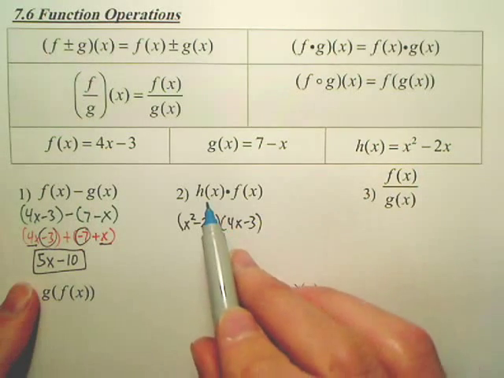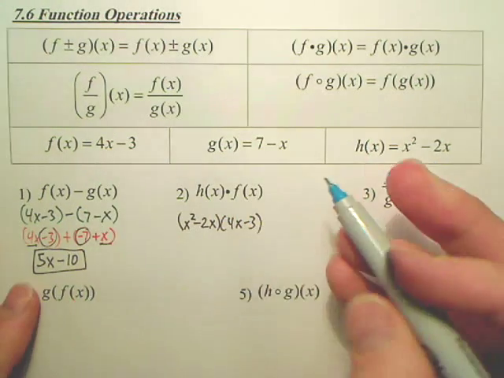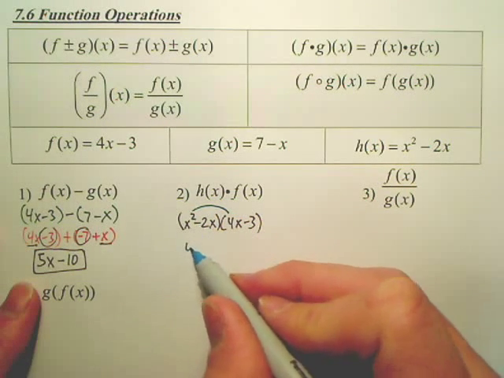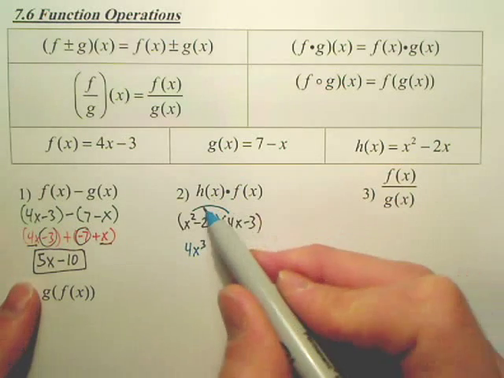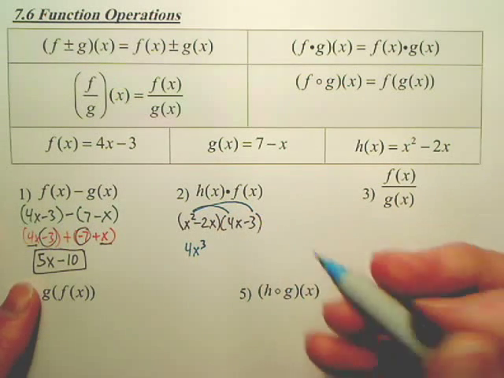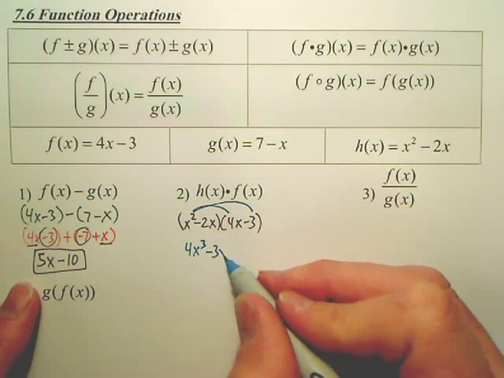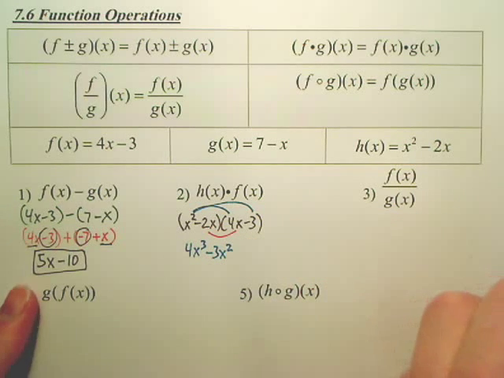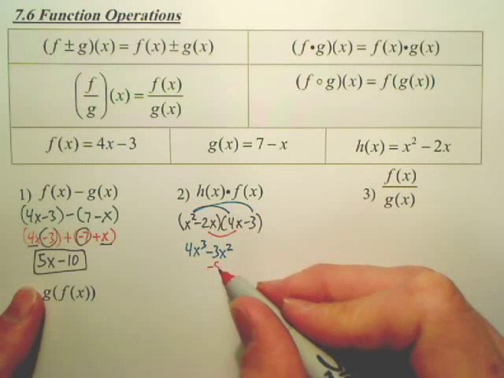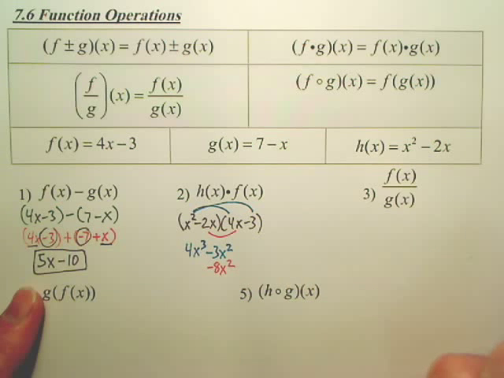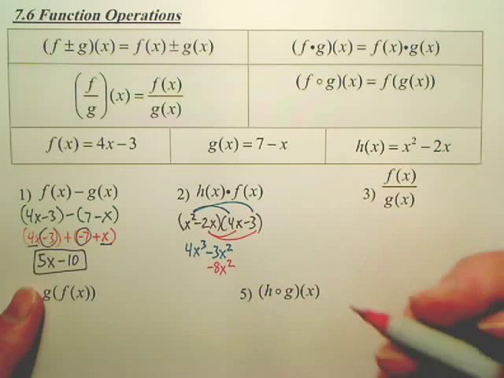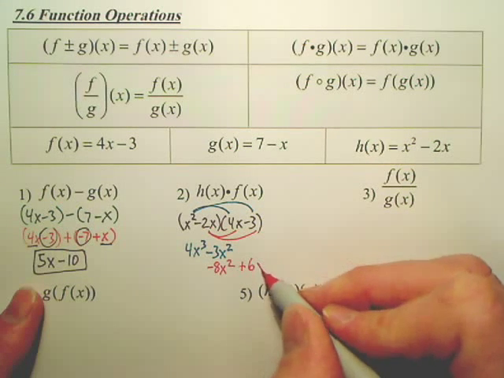Okay, we took h times f, and we FOIL. That right there gives us 4x cubed. That right there gives us negative 3x squared. This time this is negative 8x squared. Can I put that underneath here? Don't have to, but it kind of organizes it for me better. And this time this is positive 6x.